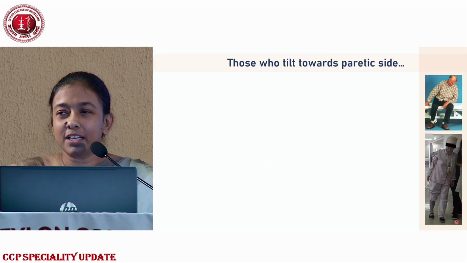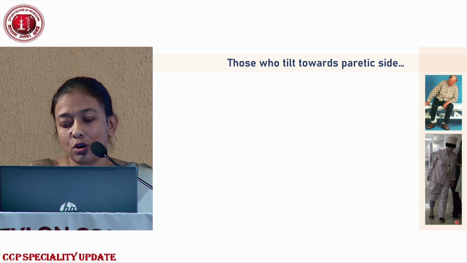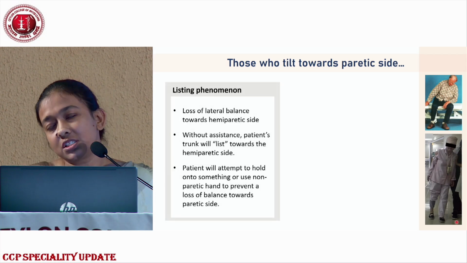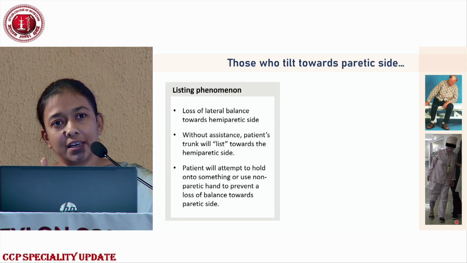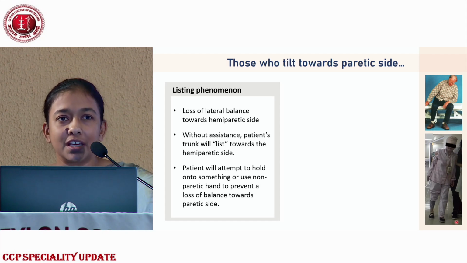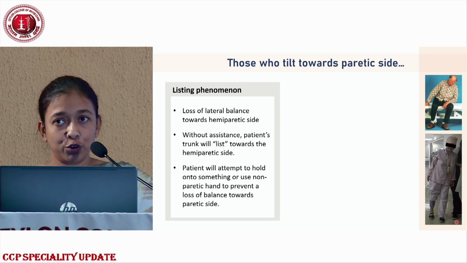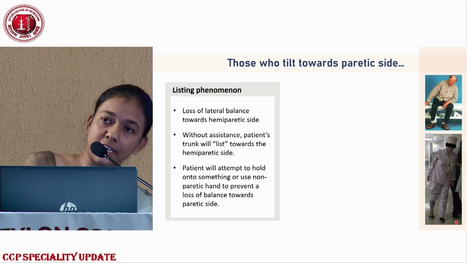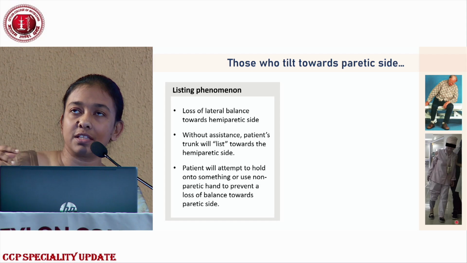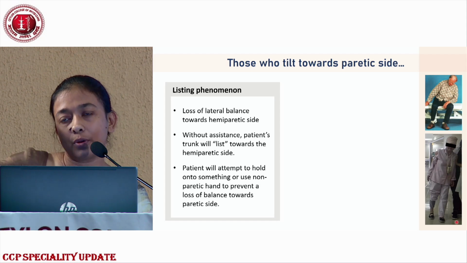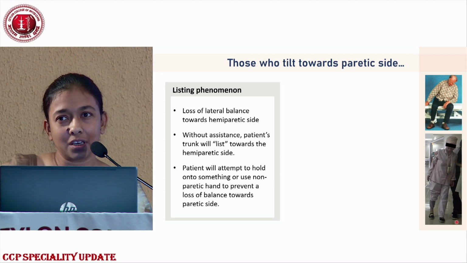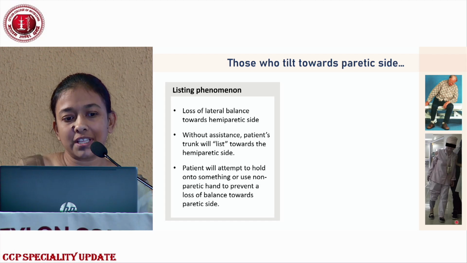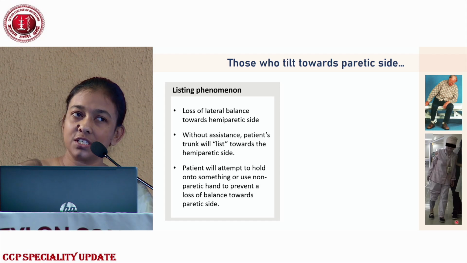So those who tilt toward the paretic side are not all the same. Some will just tilt towards the paretic side, and they would not fall because they feel that they are going to fall, and they would prevent it. If they are tilted to the left side and feel that they are going to fall, from the right side they would try to grab something and prevent the fall. So that's just the listing phenomenon, listing to the left.